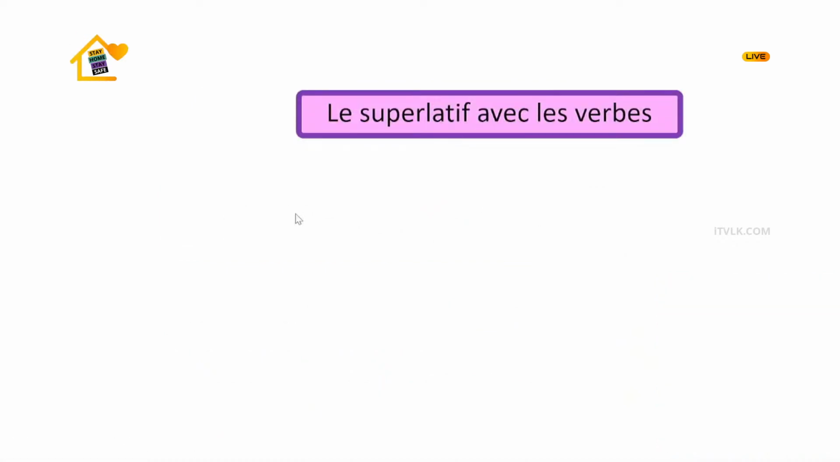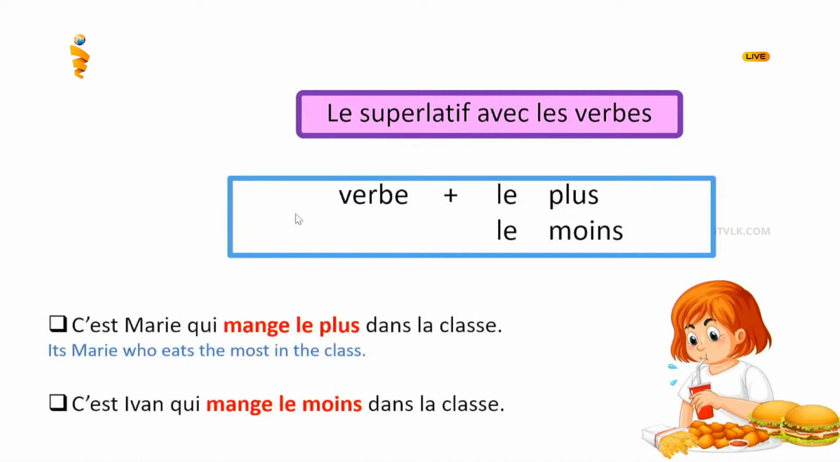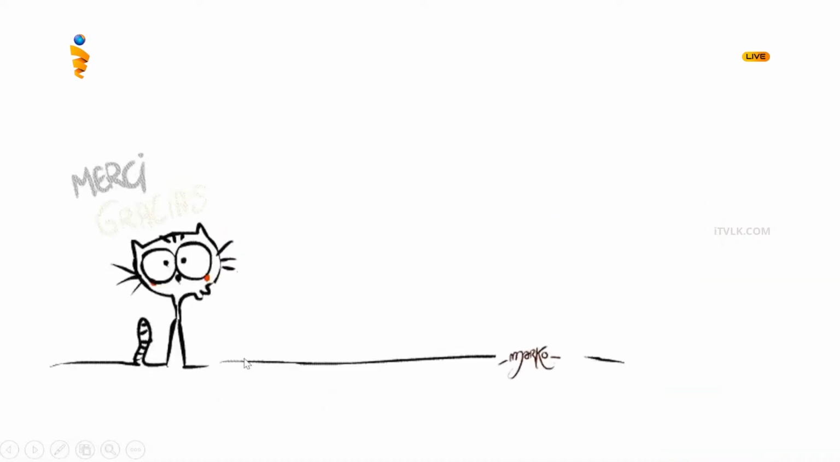The superlative avec les verbes. With verbs, how do we have to form a sentence in superlative? So here, c'est Marie qui mange le plus dans la classe. It's Marie who eats the most in the class. So even though Marie is feminine, I didn't use la here because we are dealing with verbs. So it's Marie who eats the most in the class.